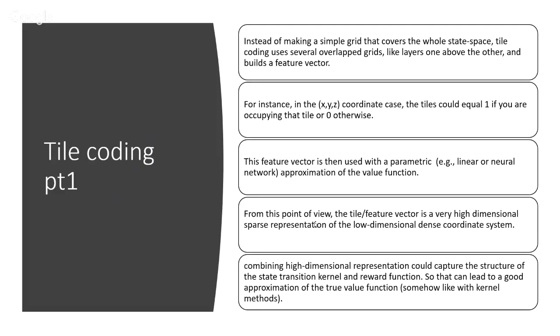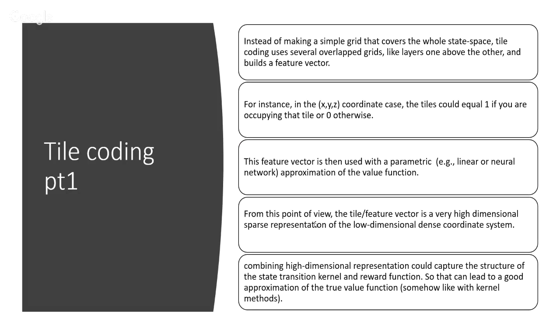So instead of making a simple grid that covers the whole state space, tile coding uses several overlapping grids, like layers, one over the other, and builds a feature vector. For instance, in an X, Y, Z coordinate case, or for example, if the taxi problem was X, Y coordinates, the tile could equal 1 if you are occupying that tile, or 0 otherwise. The feature vector is then used with parametric, e.g.